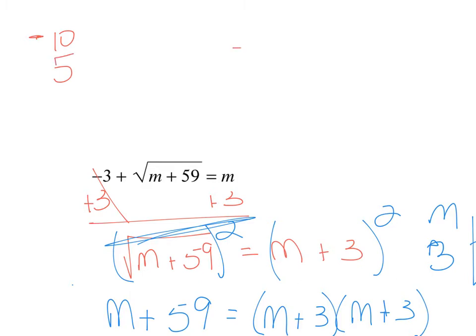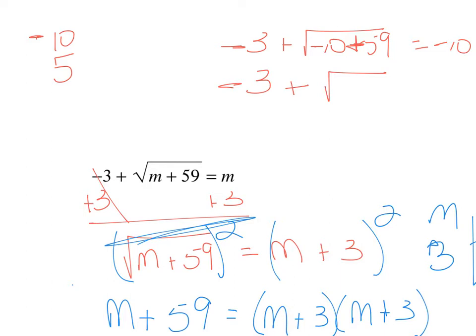So I'm going to plug in negative 10 first. So I have negative 3 plus the square root of negative 10 plus 59 equals negative 10. Let me make this a little neater. This is a negative 10. Okay, so I have negative 3 plus the square root of negative 10 plus 59, which is 49. That's negative 3 plus 7. That gets us a positive 4. That does not equal the negative 10 that we plugged in for m.